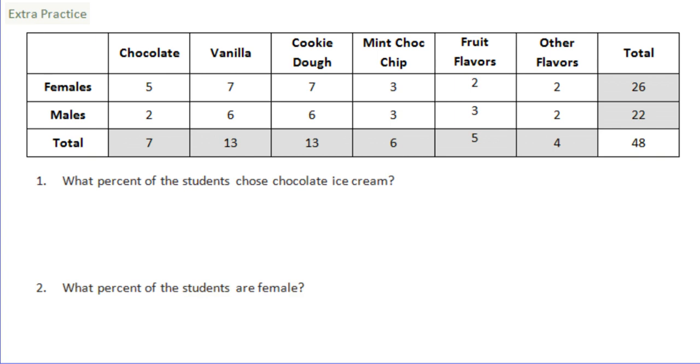Let's switch it up and go to some ice cream flavor data, again broken down by gender. We'll have you pause the video and try answering your questions based on this data set, and then we'll resume to check.